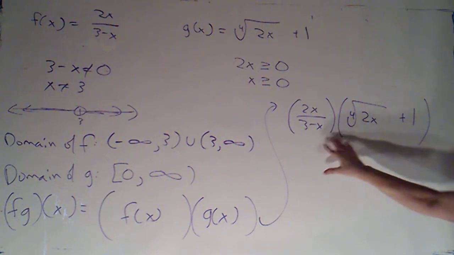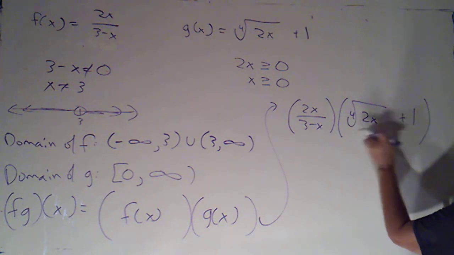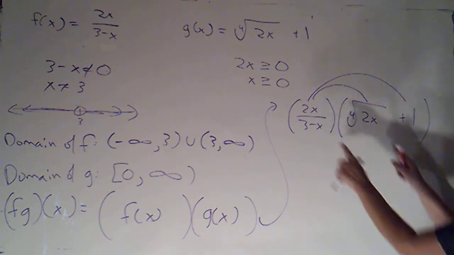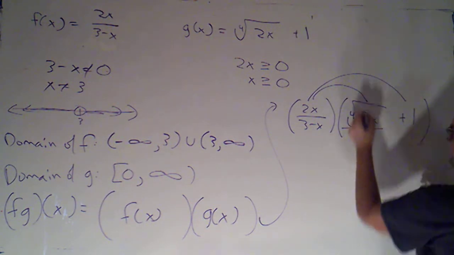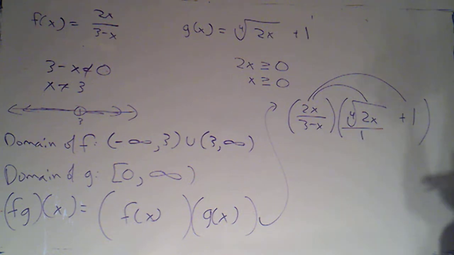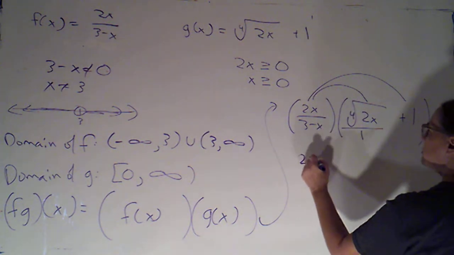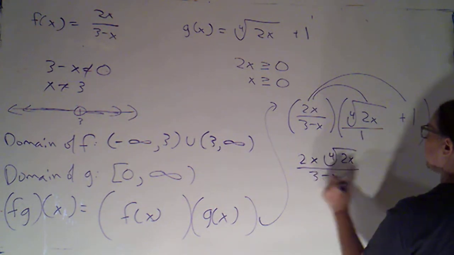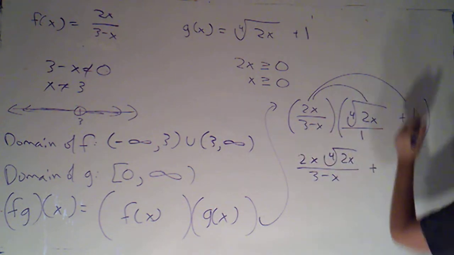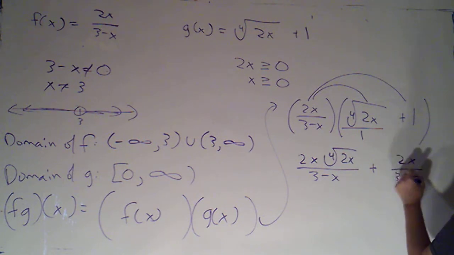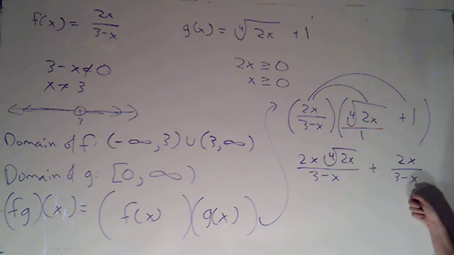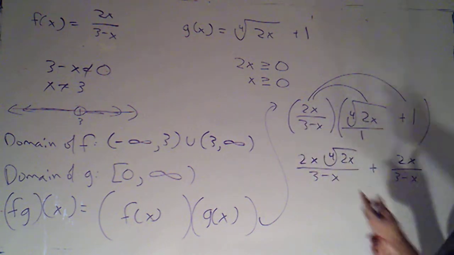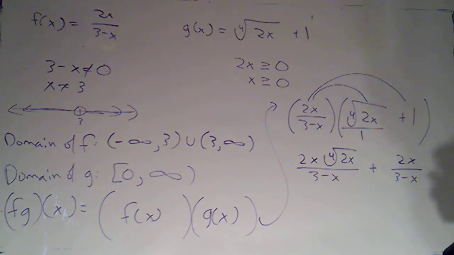Now here, I can simplify a little bit because this has two terms, so I can distribute that multiplication. Might be helpful to just write the fourth root over 1, so I can write it as a fraction. So then I get 2x times the fourth root of 2x over 3 minus x, plus when I multiply by 1, I just get 2x over 3 minus x. So notice I did enough of the arithmetic that there was no need to write the parentheses anymore.